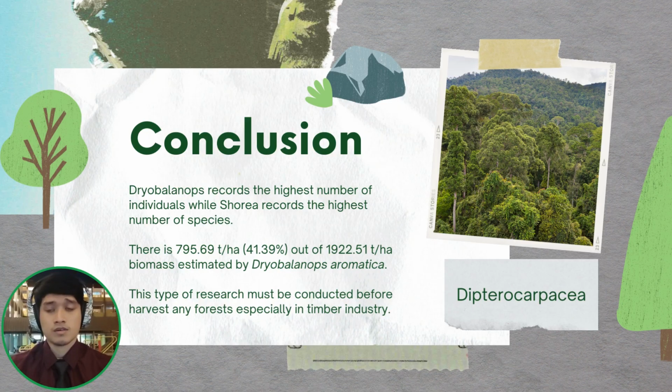As a conclusion, Triobalanops is recorded as having the highest number of individuals, while Shorea has the highest number of species. Then Triobalanops aromatica is recorded as having the highest total biomass per hectare. And as a recommendation, this type of research must be carried out before harvesting any forest to avoid extinction.